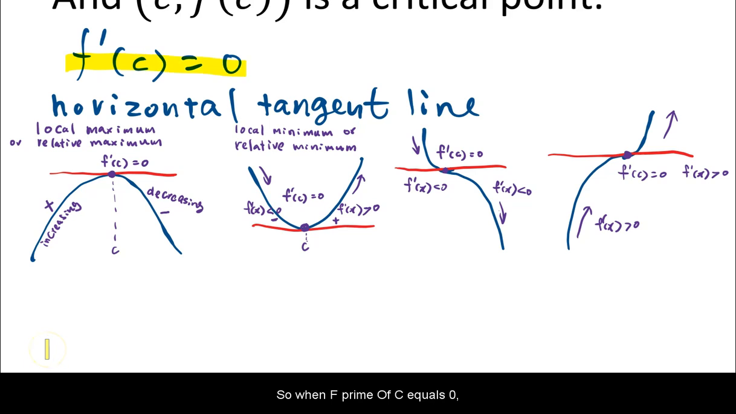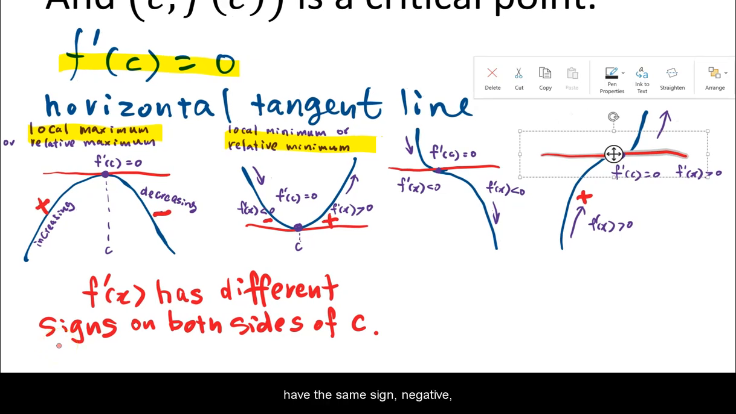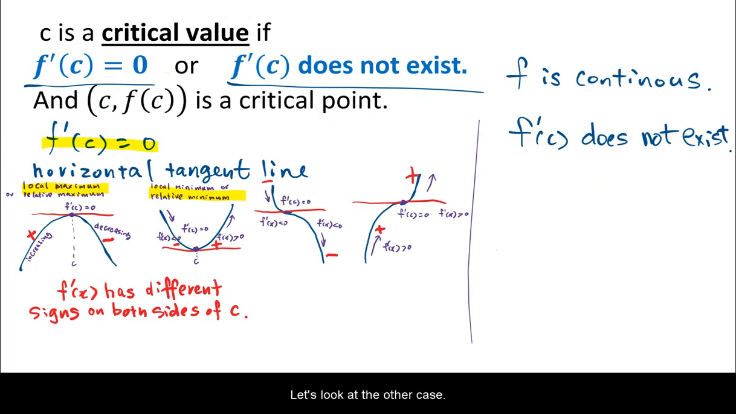So when f prime of C equals 0, only the first two cases will give us a local maximum or local minimum. That is when the derivative of f of x has different signs on both sides of C. And when they have the same sign, negative, negative, or positive, positive, there is no maximum or minimum. Let's look at the other case.